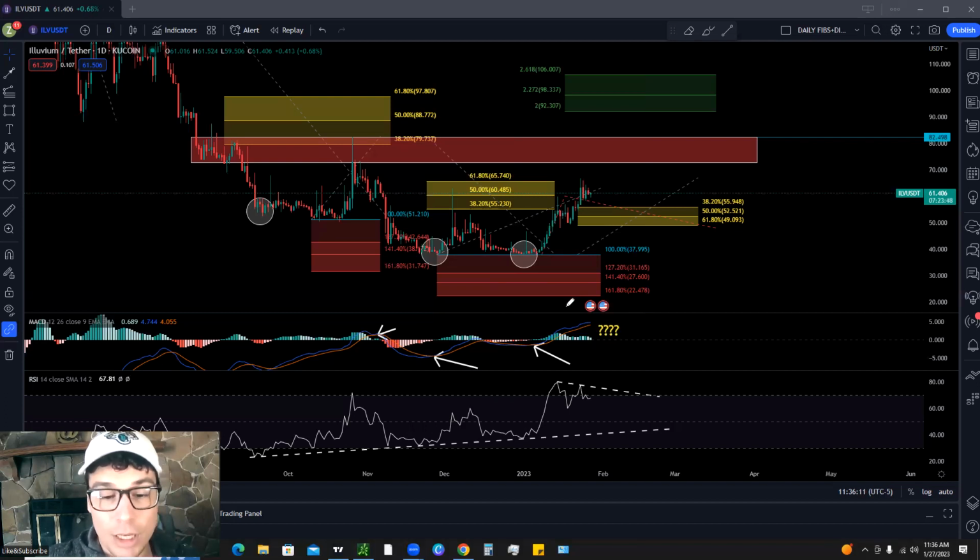So now that we've established what really caused this rally from a technical standpoint, okay, we need to know what to look out for from a technical standpoint on what could end this rally.